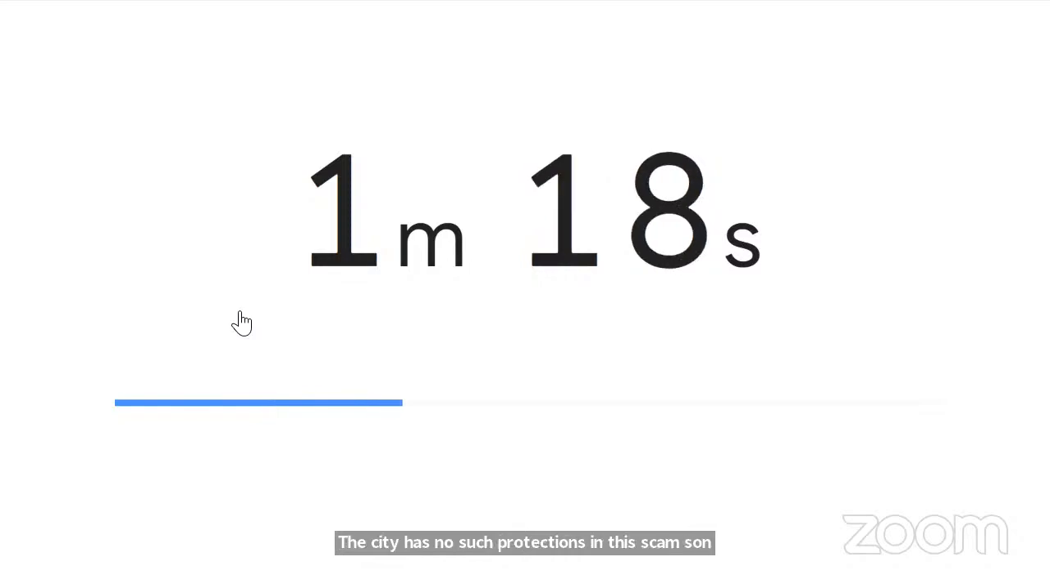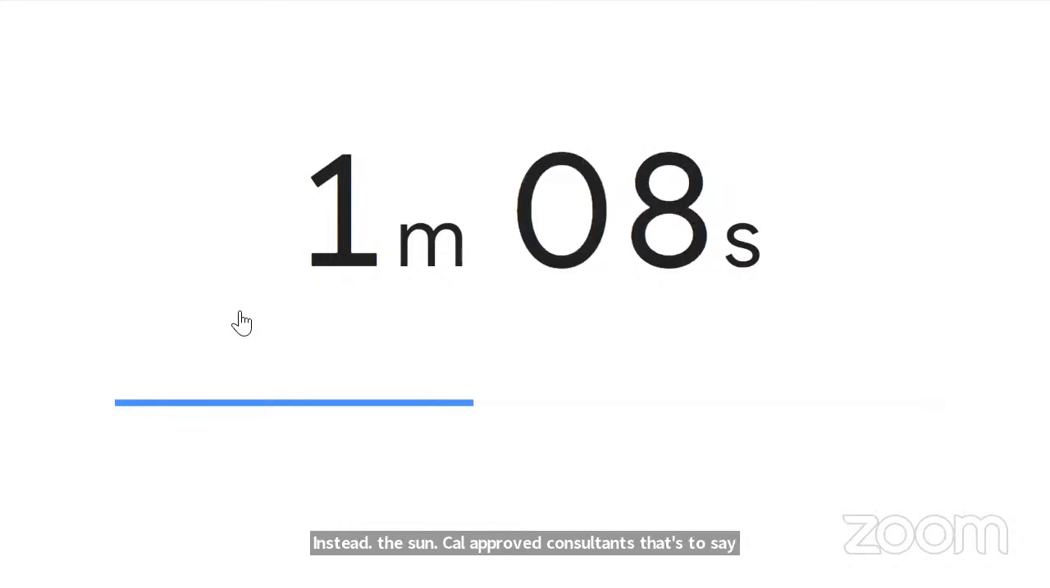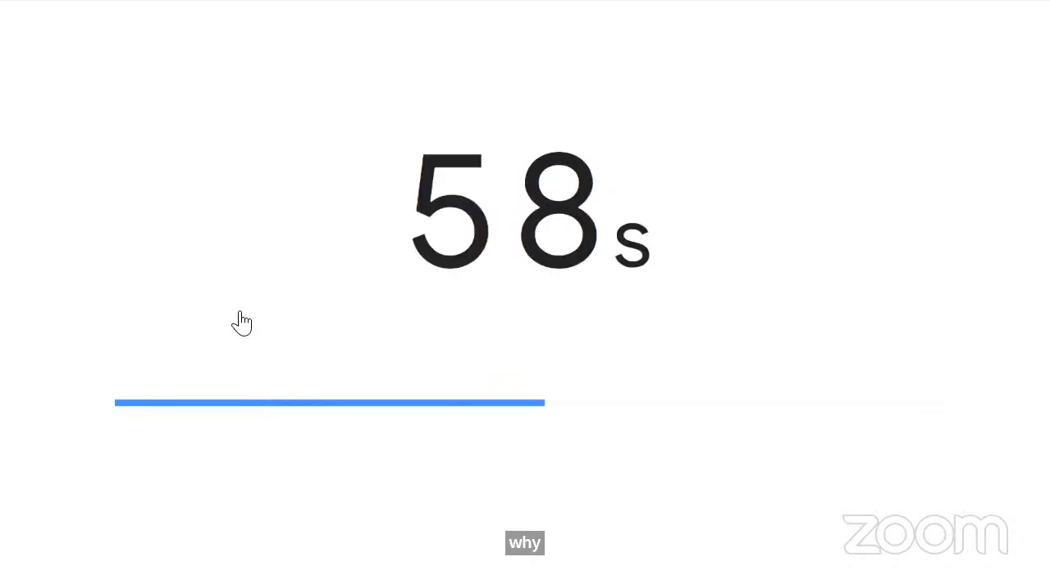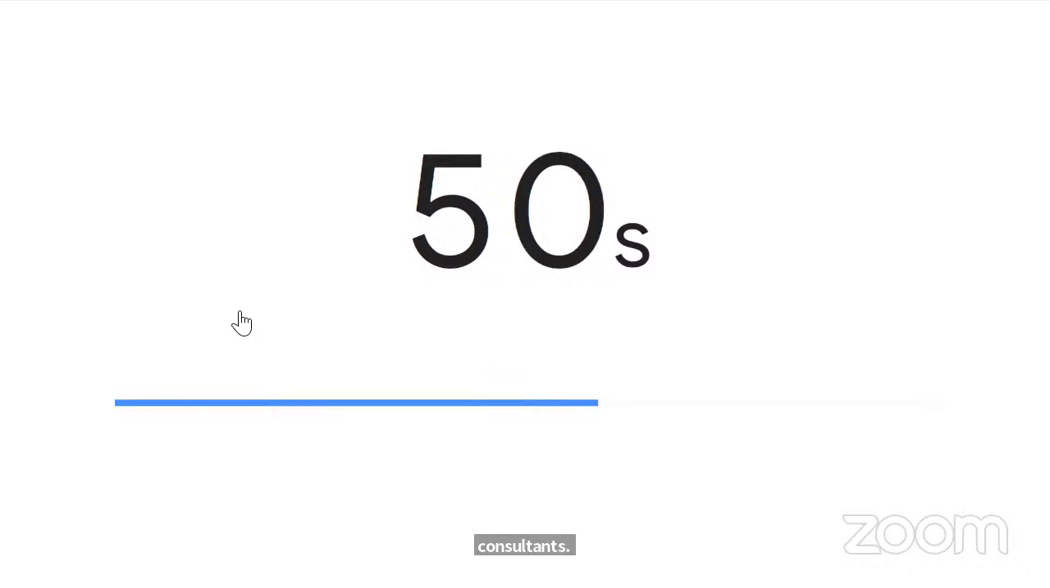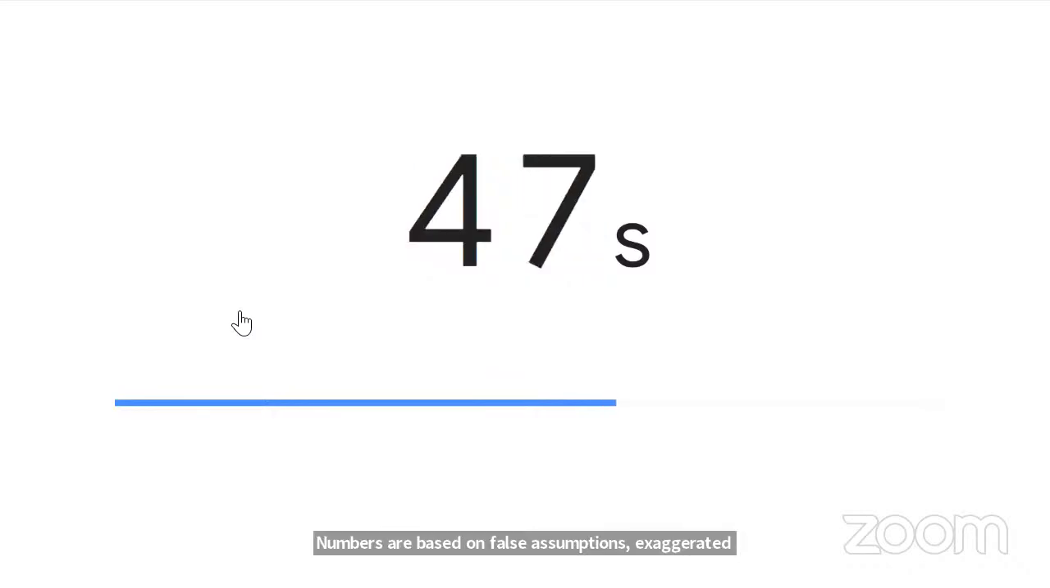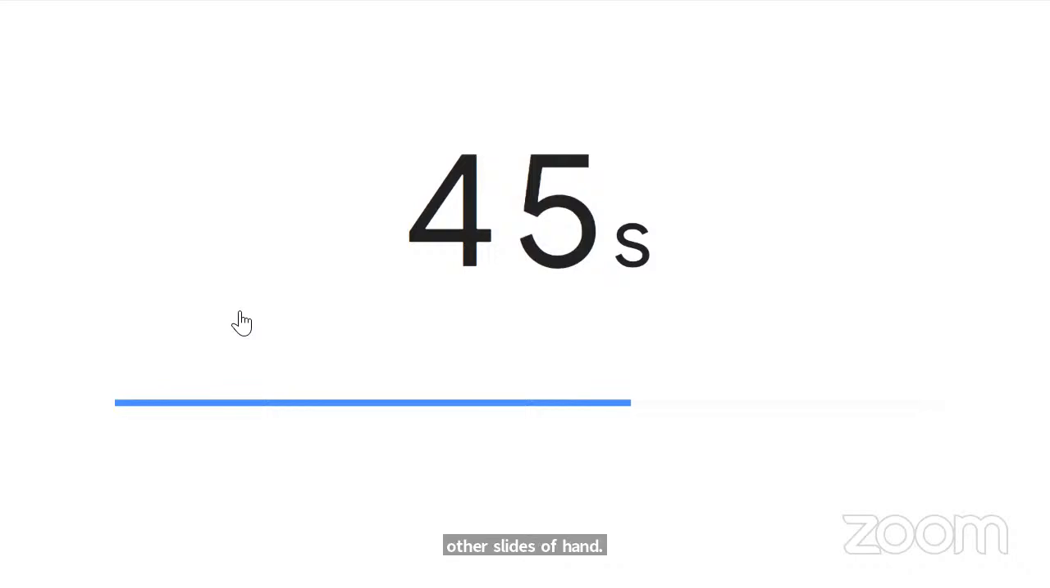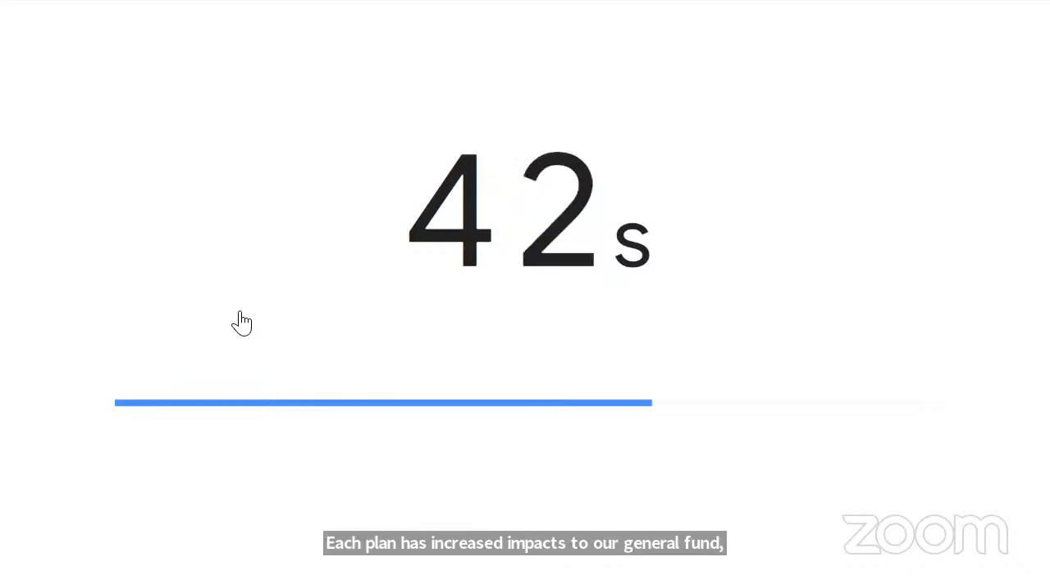SunCal has had almost 2 years to prove their promise to Richmond of no impacts to our general fund. Instead, there are the SunCal approved consultants. That's to say, the development agreement allows SunCal to reject consultants on this project 3 times. So these consultants were not rejected by SunCal, and we can see why. They've come back with rosier and rosier appearing plans, but independent analyses show the SunCal consultants' numbers are based on false assumptions, exaggerated selling prices and absorption rates, and other sleights of hand. Each plan has increased impacts to our general fund, while the most recent plans falsely promise surpluses.